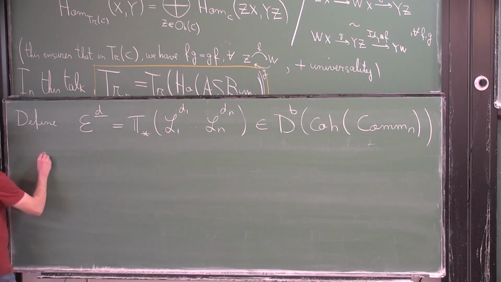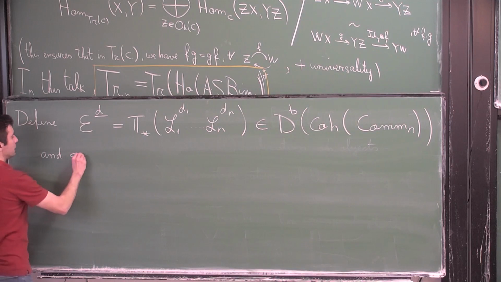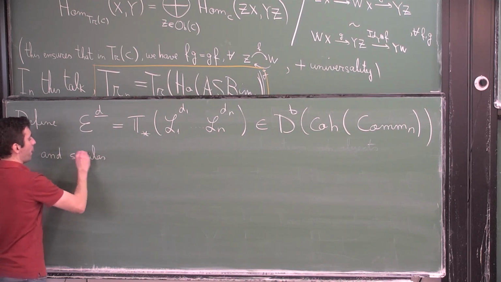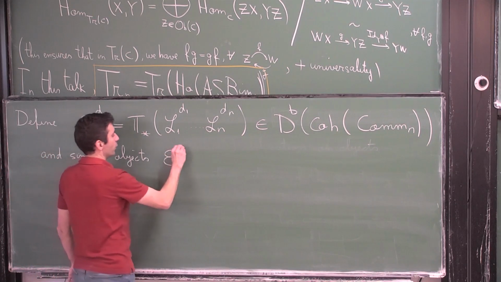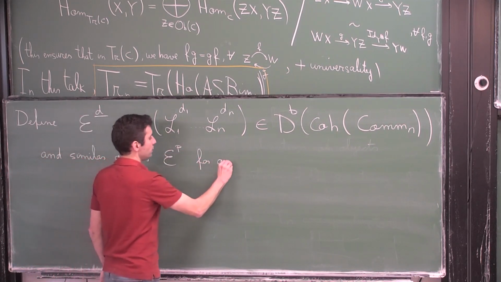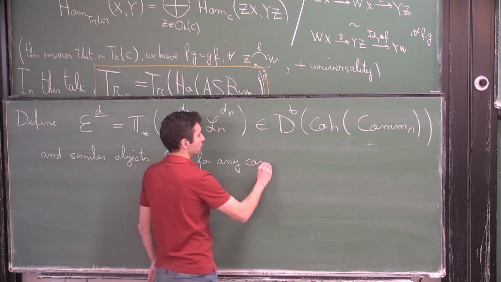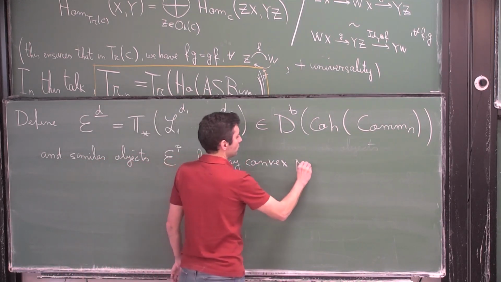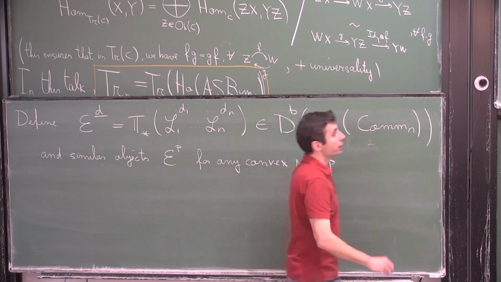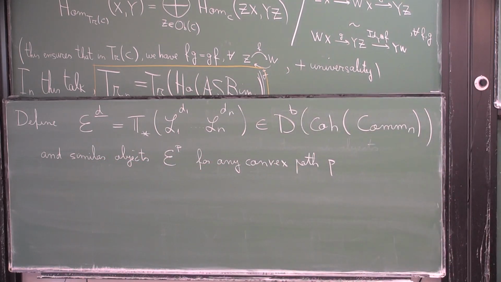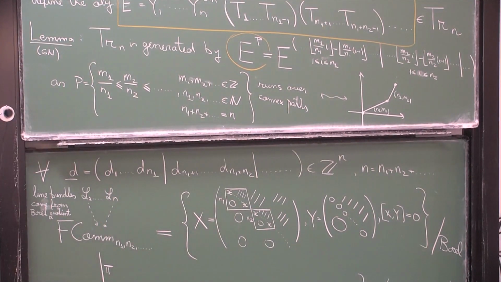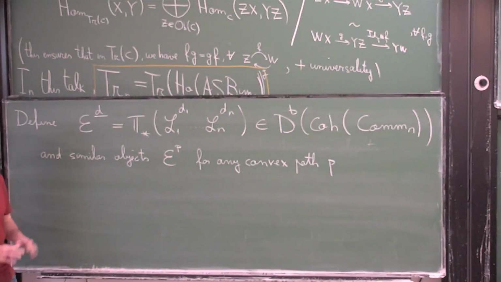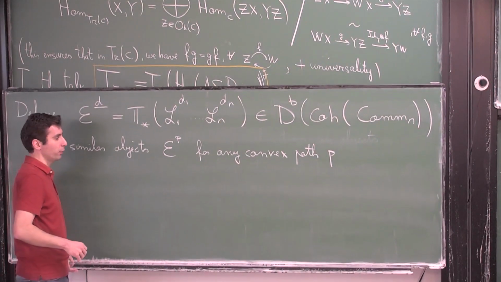All right, and similarly, there are similar objects, curly EP for any convex path P. So, just like over here, the EPs were special cases of the EDs by some kind of combinatorics, here curly EPs would be the exact same special cases of the curly EDs. So I'm not going to write down a definition anymore.